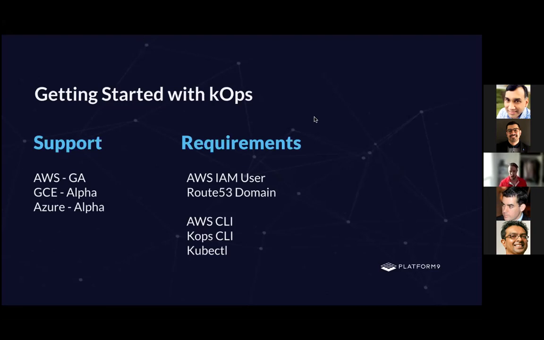Kops takes an opinionated stance on DNS, and therefore Route 53 and domain management is also a prerequisite there to get up and running. Some great documentation there. It will take a bit of time to get through, and we touch on that in upcoming slides. Once you've got that done, you really want to make sure you've got the AWS CLI and Kops CLI installed. Eventually, kubectl as well will be required. So not too dissimilar to many other variations of Kubernetes.